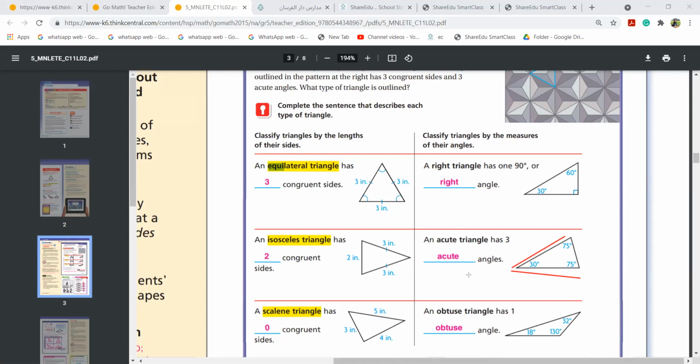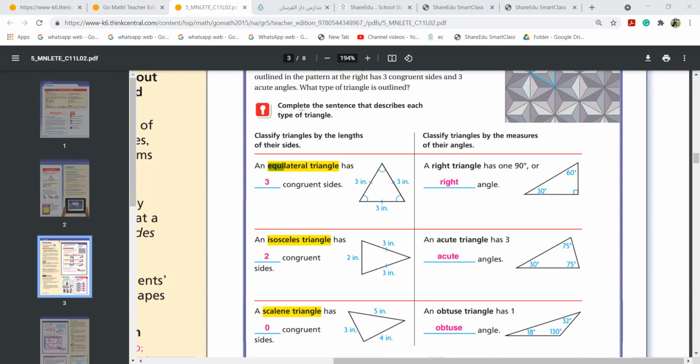they have three angles, and they have three acute angles, meaning they are less than 90. All less than 90 means acute. When all the angles are less than 90, it's called an acute triangle. Acute. Okay.